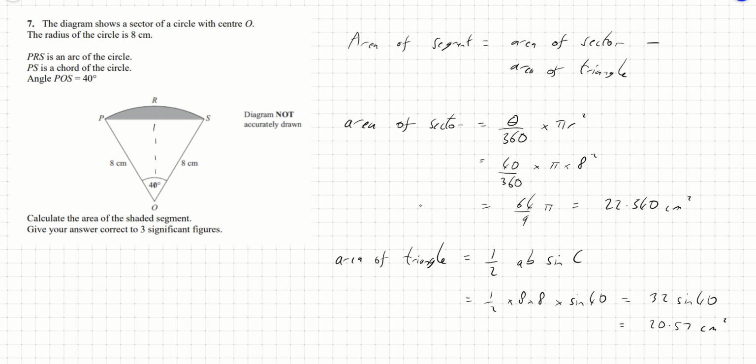So area of segment is, remember what we said, the area of the sector. That's 22.34, take away the area of the triangle, which is 20.57, and this turns out to be 1.77 centimeters squared, and that's to three significant figures, which is what the question asked for.